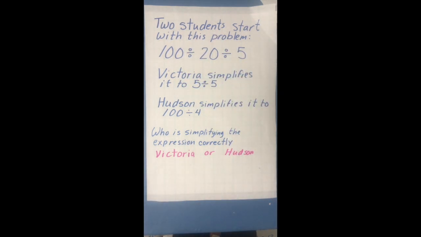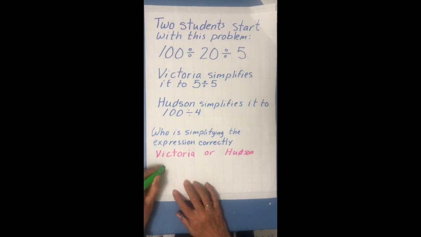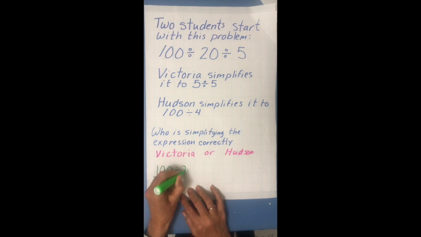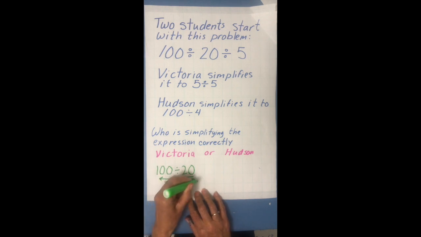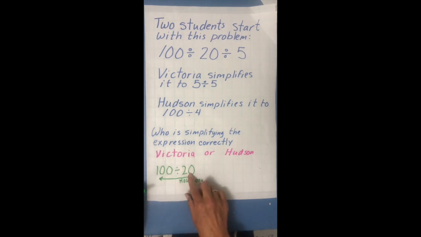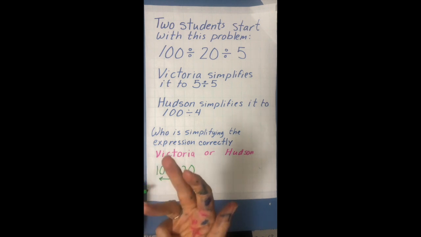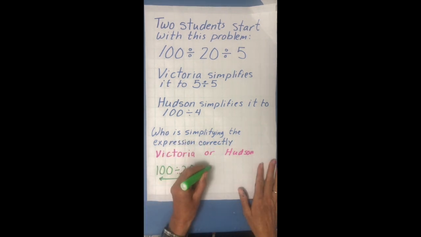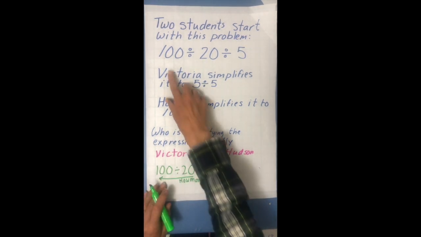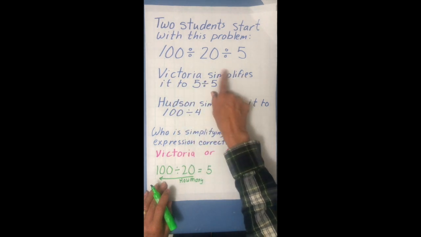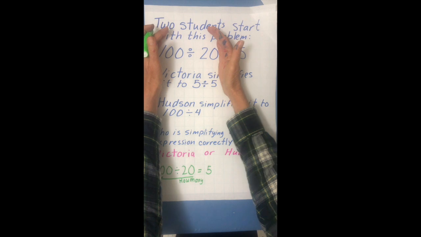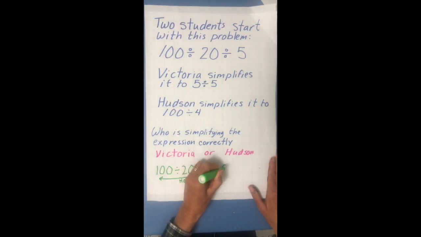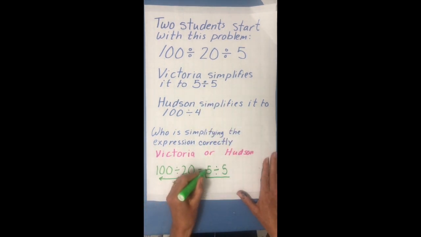So what we'd first do is start with 100, and then we divide it by 20. Okay, so remember, whenever we're doing division, we kind of go backwards and we say how many. So how many 20s are in 100? So I can count by 20s. 20, 40, 60, 80, 100. So that looks like 5. So it looks like Victoria simplified the 100 divided by 20 into 5 also. After we did this, then we'd have to divide it by 5. And that looks exactly like what Victoria got.